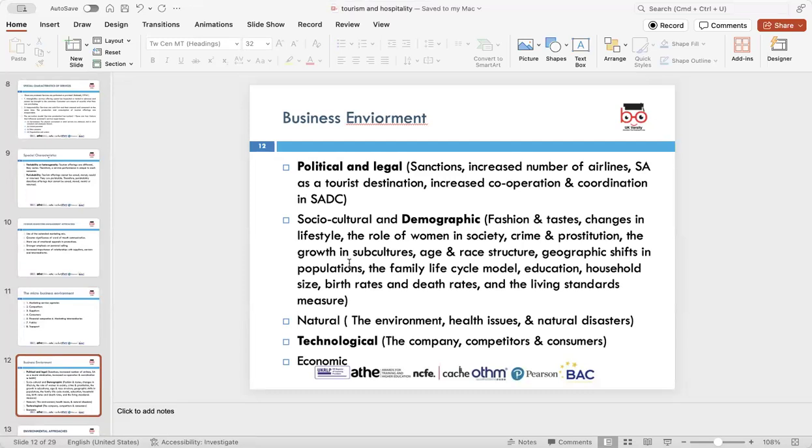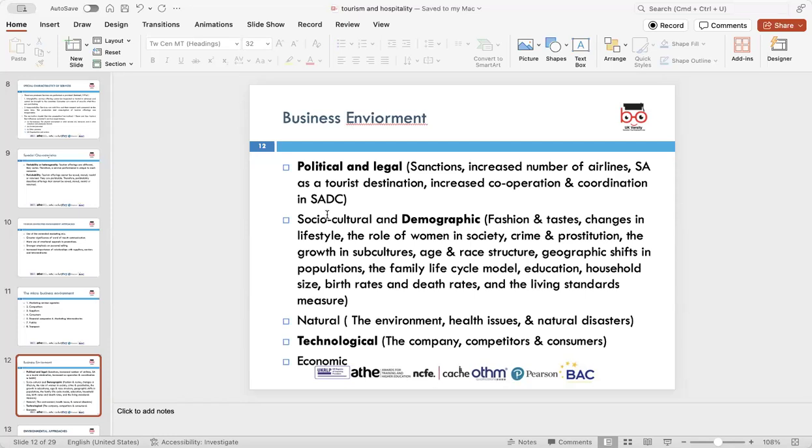Tourism operates within a dynamic environment influenced by political, social, cultural, natural, technological, and economic factors. Politically, the sector can be affected by sanctions, regulations, and the increase in airlines and regional cooperation, as seen in the Southern African Development Community, SADC, initiative. Social and cultural aspects like lifestyle changes, gender roles, subcultures, and population demographics shape tourism demand.